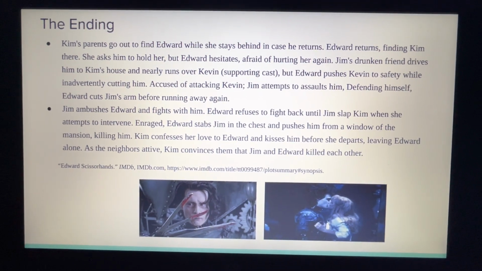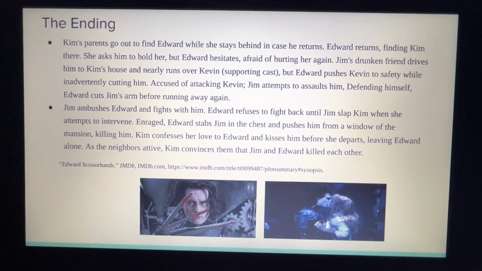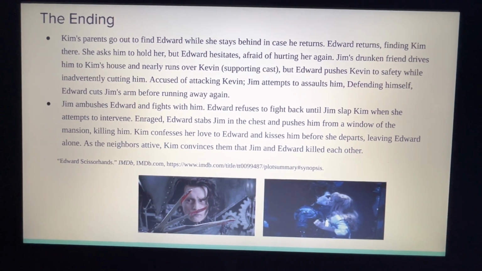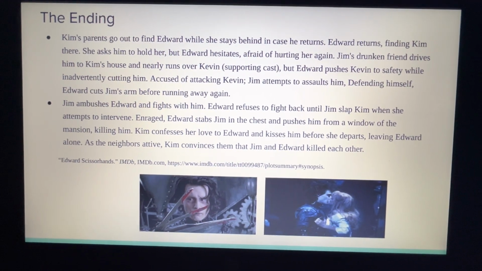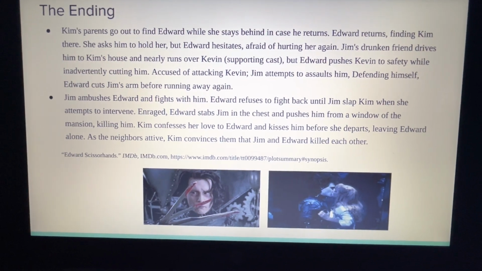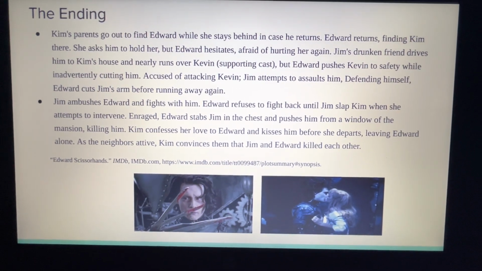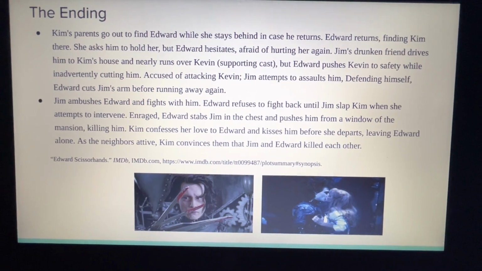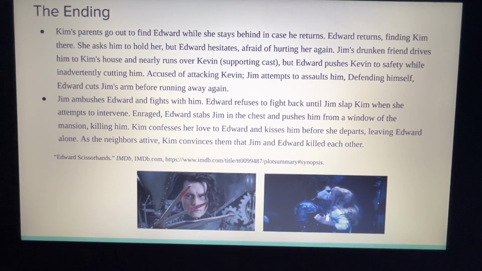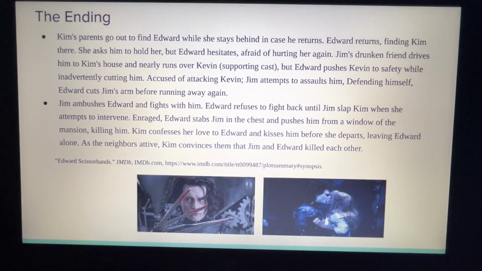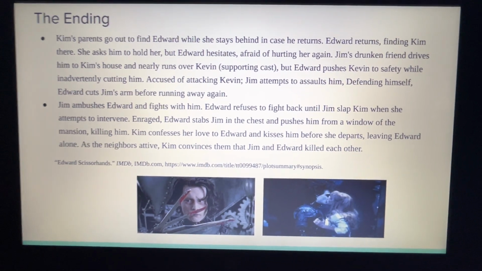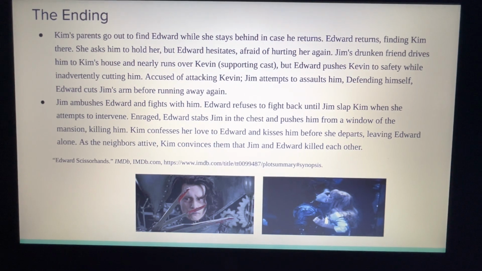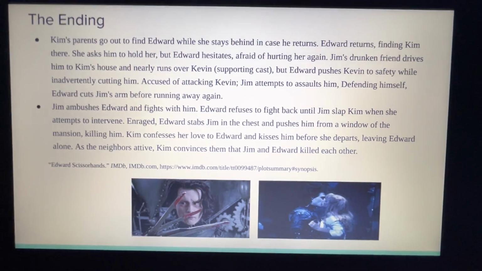Jim ambushes Edward and fights with him when he finds him in the Gothic mansion that Edward was discovered in by Peg in the beginning of this film. Edward refuses to fight back until Jim slaps Kim when she attempts to intervene and stop Jim. Enraged by this, Edward stabs Jim in the chest and pushes him from a window of the mansion, killing him.